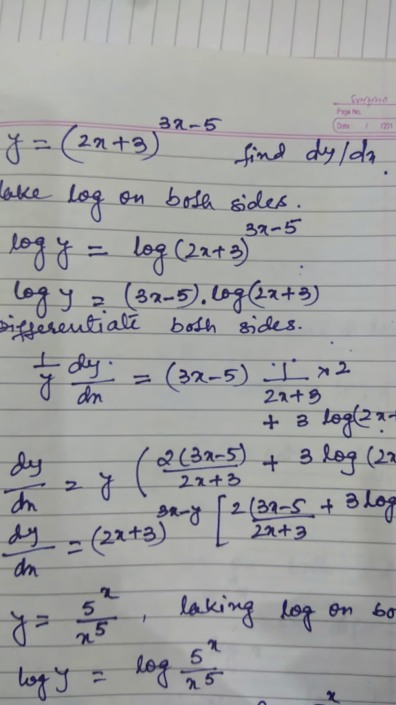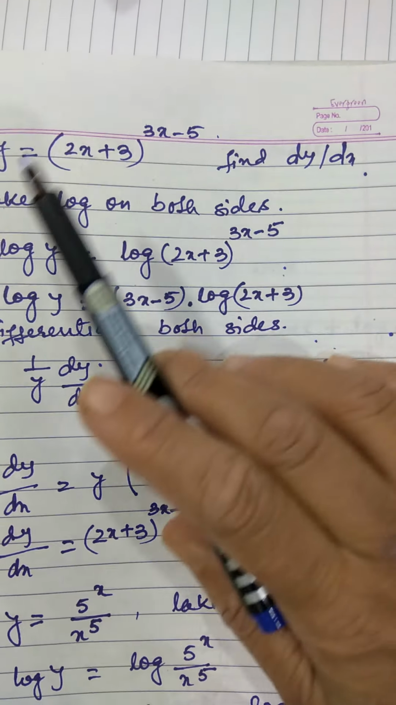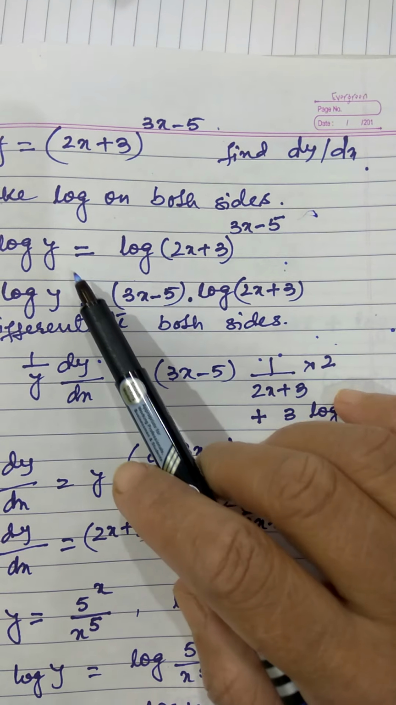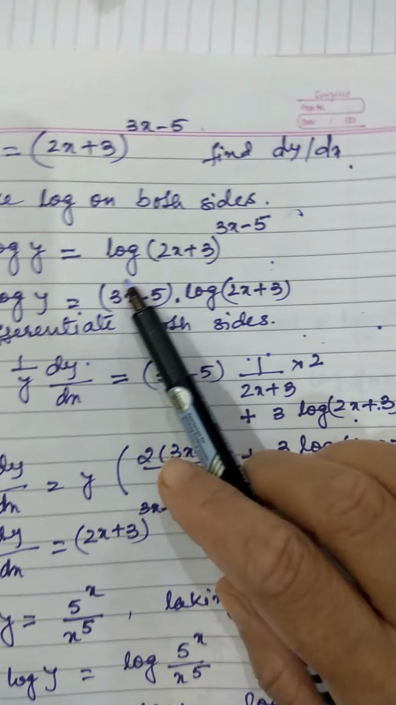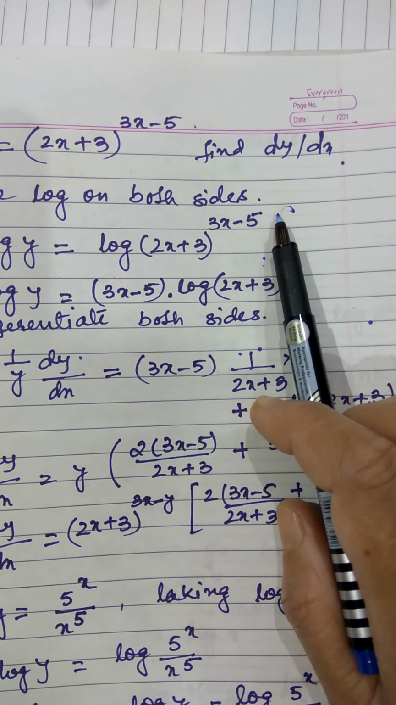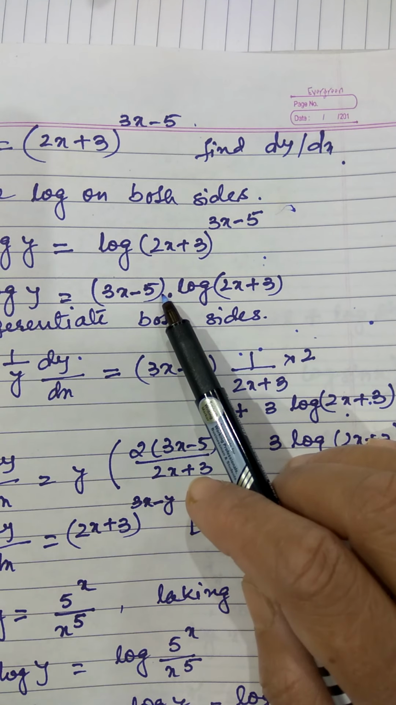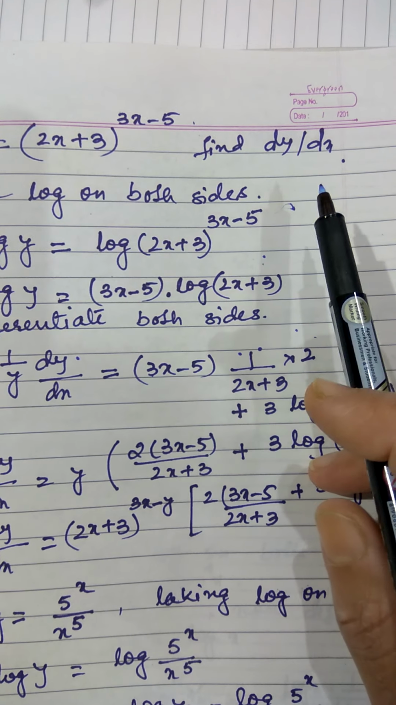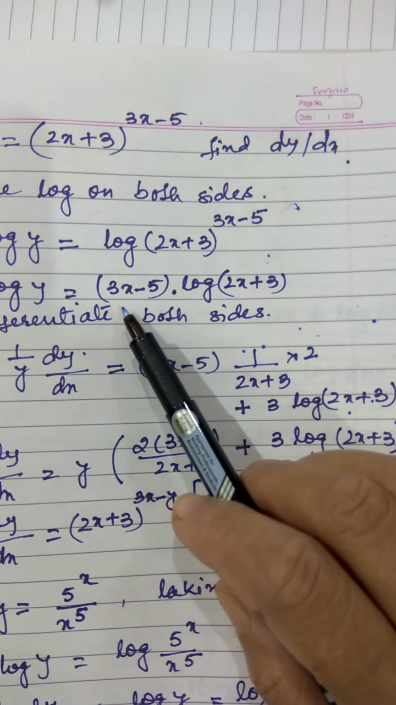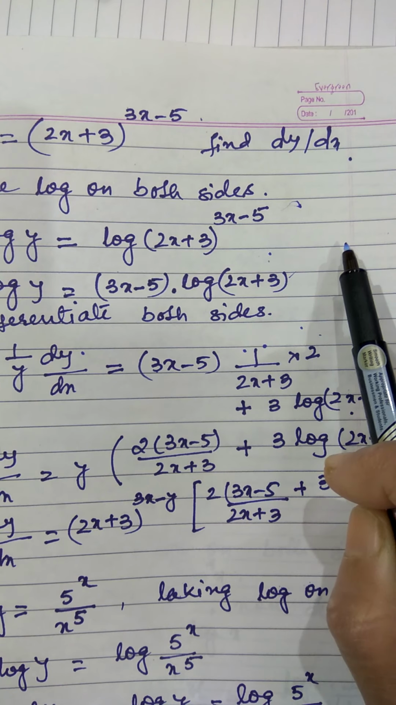Next is y equals (2x plus 3) raised to the power 3x minus 5. Taking log on both sides, log y is equal to log of (2x plus 3) raised to the power 3x minus 5. So log y is (3x minus 5) times log (2x plus 3), since log m raised to the power n is n log m.